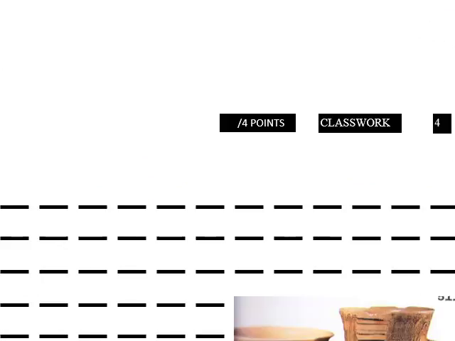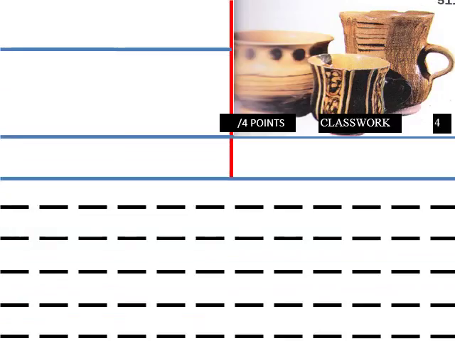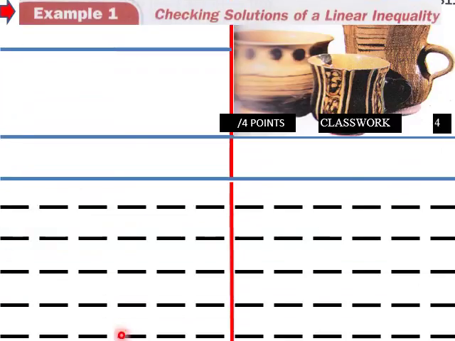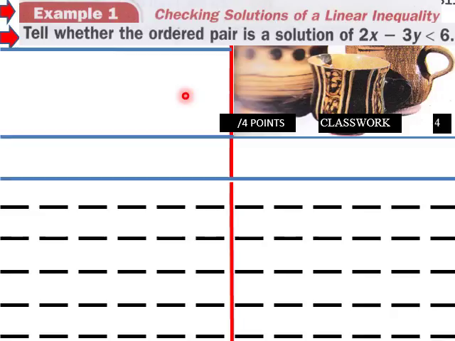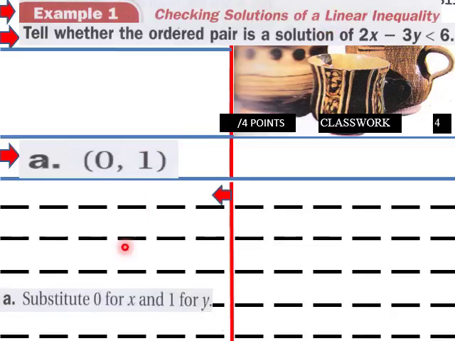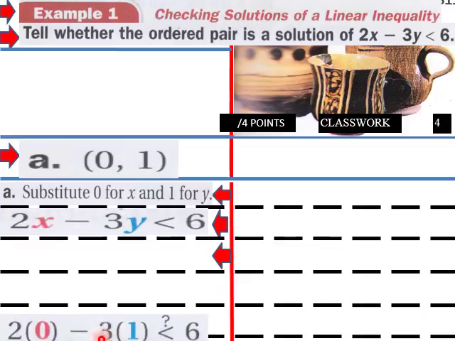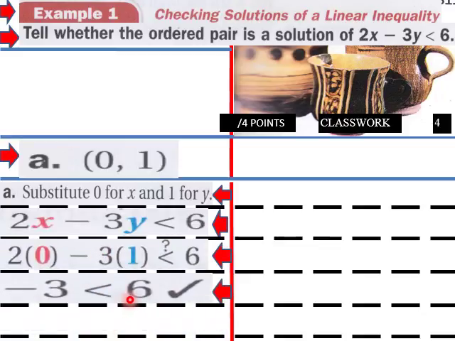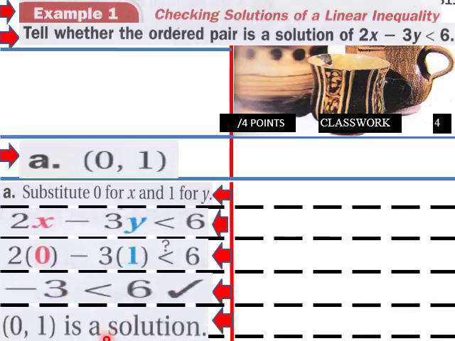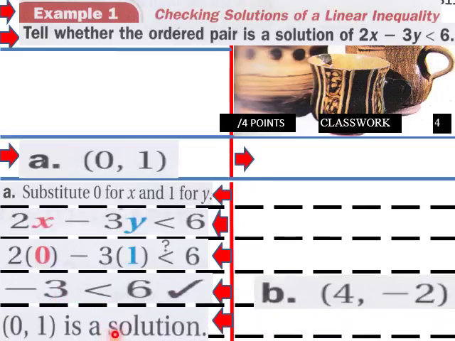Okay, into our first example for this lesson, 8.9: checking solutions of a linear inequality. Tell whether the ordered pair is a solution of this inequality: 2x minus 3y is less than 6. So is this a solution to that inequality? (0, 1). Well, substitute 0 for x, 1 for y. So there's our inequality with the values substituted in. Is that less than 6? Yep, -3 is less than 6. So (0, 1) is a solution.